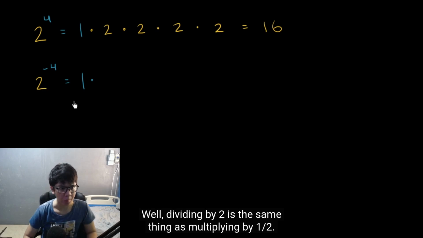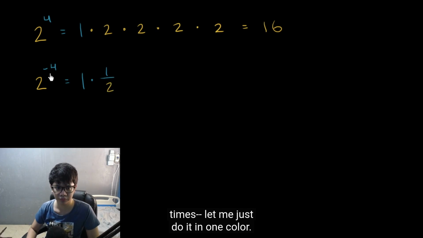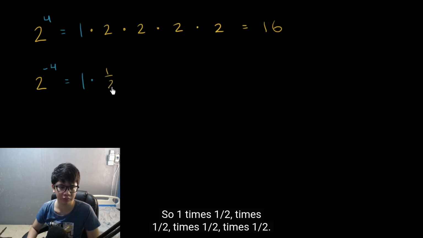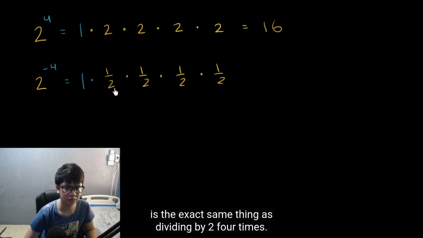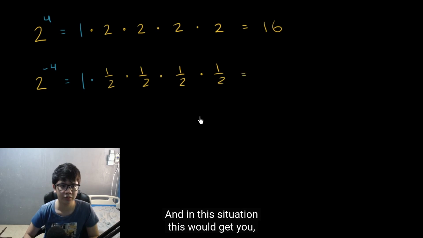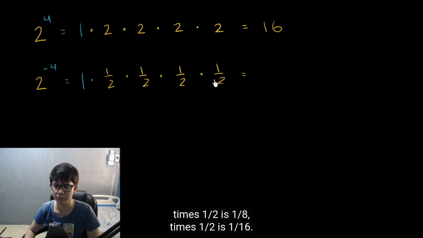Well, dividing by 2 is the same thing as multiplying by 1/2. So we could say that this is 1 times 1/2 times 1/2 times 1/2 times 1/2. Notice, multiplying by 1/2 4 times is the exact same thing as dividing by 2 4 times. And in this situation, 1 times 1/2 is just 1/2, times 1/2 is 1/4, times 1/2 is 1/8, times 1/2 is 1 over 16.